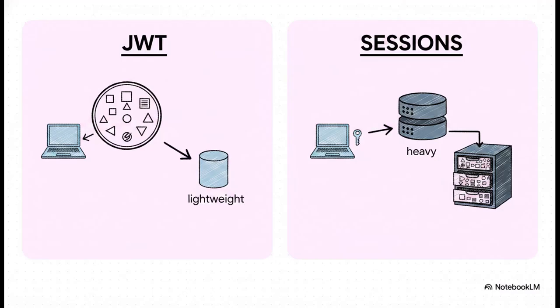The old school classic alternative is session-based authentication. And really, the entire difference between JWT and sessions boils down to one simple question. Where is the information stored? With JWT, all the data lives on the client, right inside that token. But with sessions, the server holds all the data, and the client just gets a simple little ID, like a coat check ticket, to prove who they are.